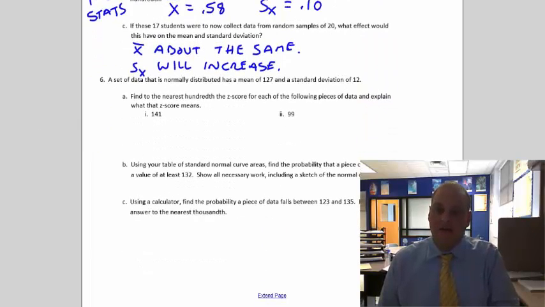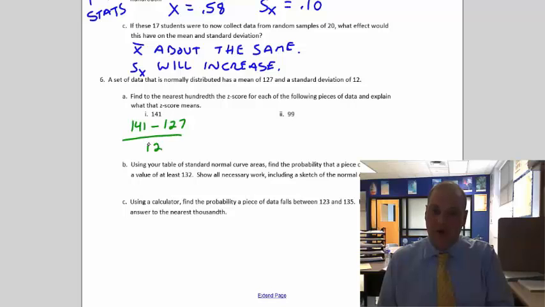A set of data that's normally distributed has a mean of 127 and a standard deviation of 12. Find the z-score for each. Remember z-score. You take the value, subtract the mean, 127, and divide by the standard deviation, which is 12. So your z-score for 141 is going to be 1.167. And then for 99, same thing. Your z-score for 99 is going to be negative 2.333.